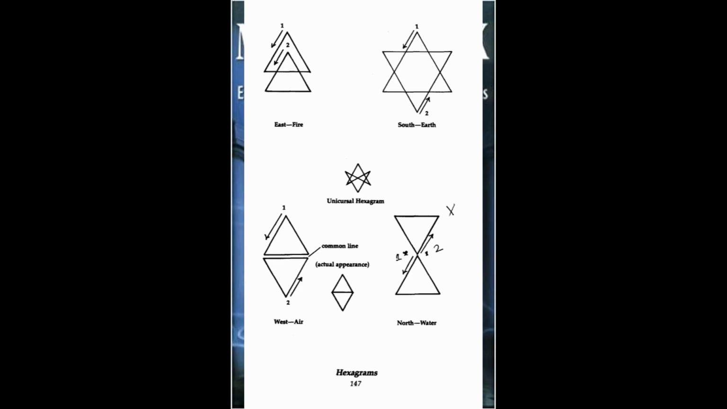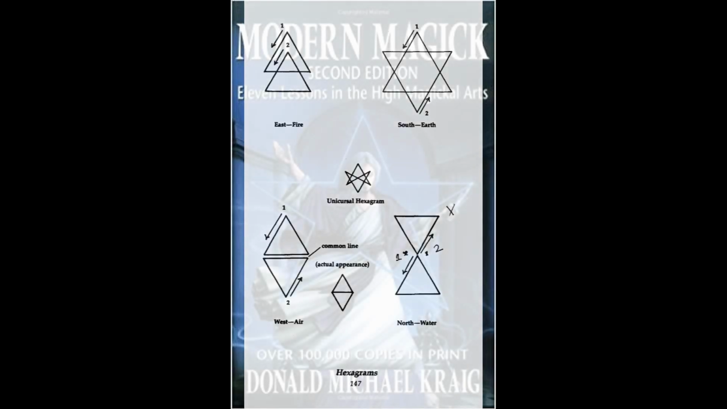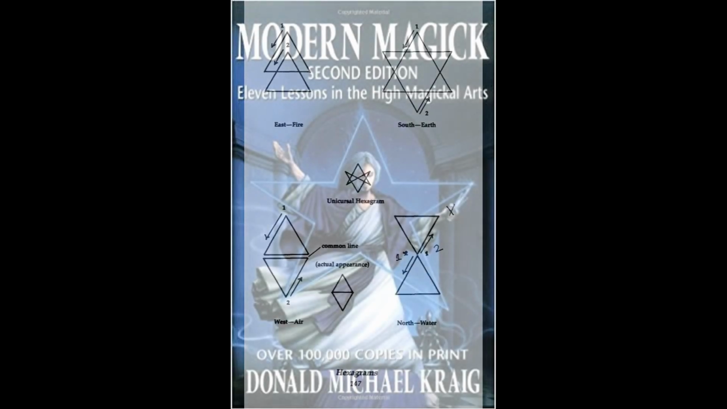In any diagrams following, start drawing at the point numbered 1 and move in the direction of the arrow until you complete the triangle. And start at the point numbered 2 and move in the direction of the arrow until you complete the second triangle. Note that the hexagram of the west has a common line. However, for clarity, it is shown as two separate triangles.